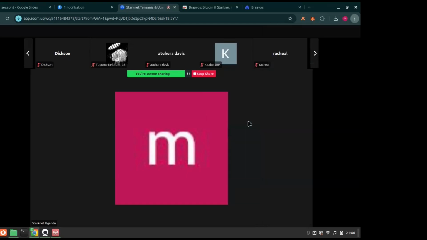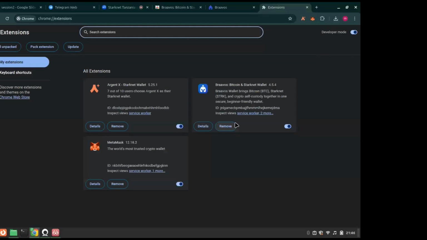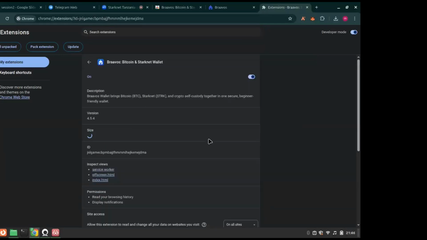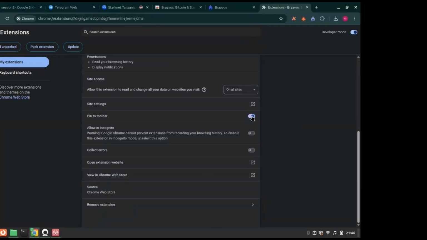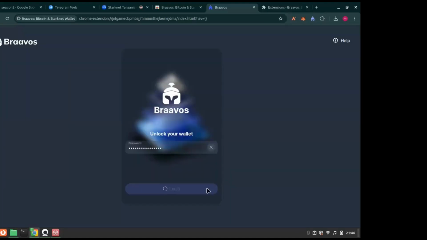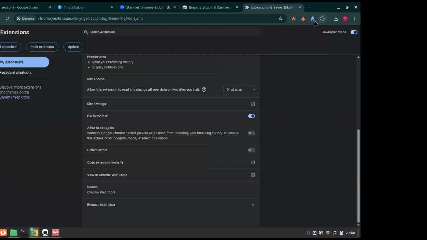Extensions. Manage extensions. Details. Pin to toolbar. So let me open my Braavos here. Okay, it's taking quite some time. Let me open it again.